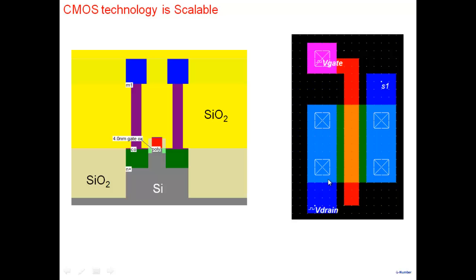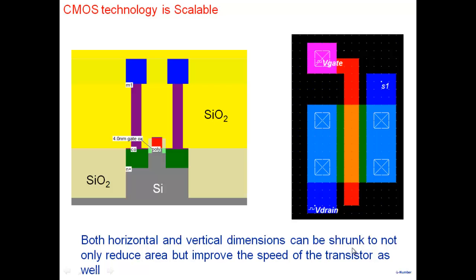The point that I want to make is that it is scalable in the sense that the lateral dimensions and vertical dimensions of the CMOS transistor you can scale. Both horizontal and vertical dimensions can be shrunk to not only reduce the area of each transistor, but you can make the transistor faster as well.